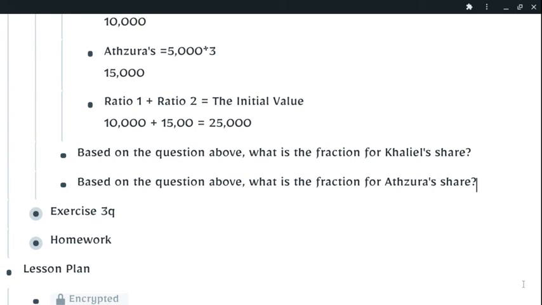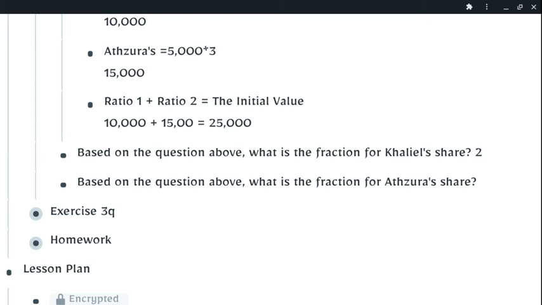Now, is everyone finished with the notes? Yes, sir. All right. Now I want you to look. I'm going to scroll down. Now answer these two questions for me. Based on the question above, what would be the fraction to represent Khalil's share? 2/3. No, you're close though. The 2 is a numerator divided by what? Divided by 10,000.